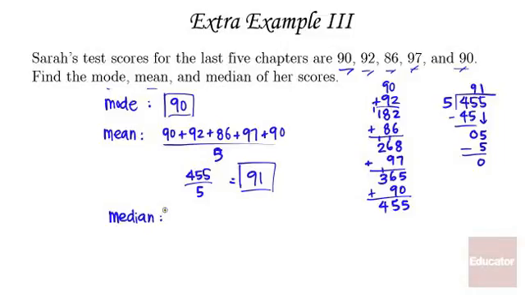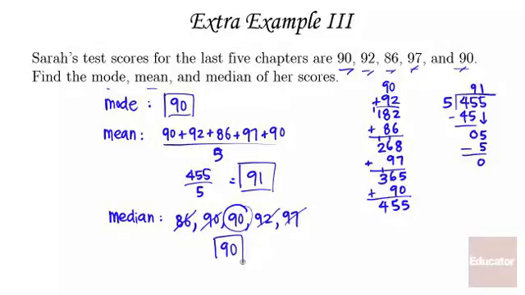which is the middle, right? So then the middle number, let's list our numbers in order from least to greatest. So the smallest number is 86. Then we have 90, and 90 again, 92, and then 97. So then our median, our middle number is 90.